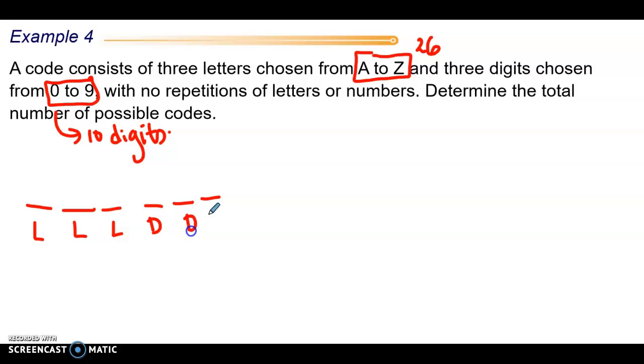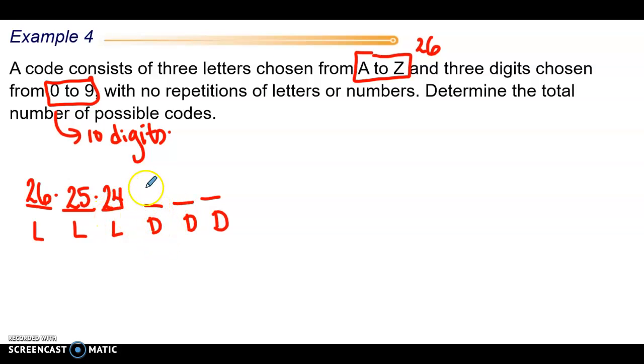For this first letter, there are 26 letters to choose from. We cannot repeat letters or numbers, so whatever letter goes there, we cannot place it in the second position. So now there are 25 choices for the second letter and 24 choices for the third.